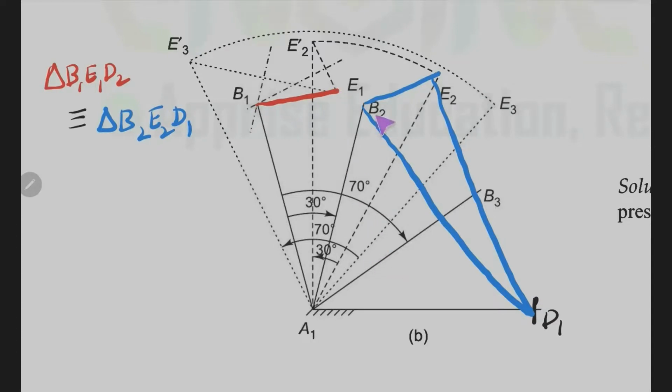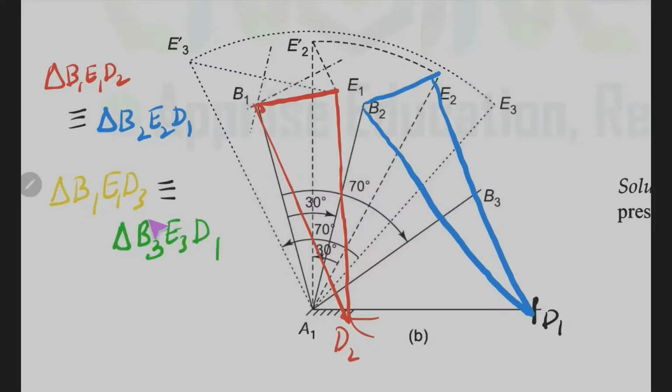For that it is very simple. Take the length of E2 D1, and from the point E1 cut an arc, and from the point B1 take the length B2 D1 and cut an arc. The point where both of them intersect is our location D2. Now this is our triangle B1 E1 D2.